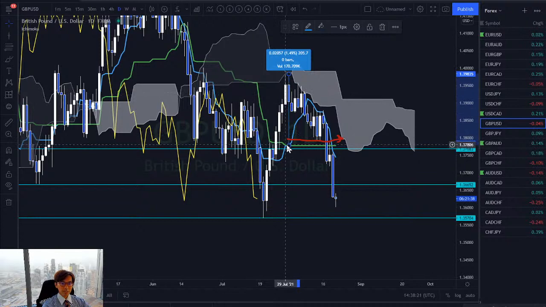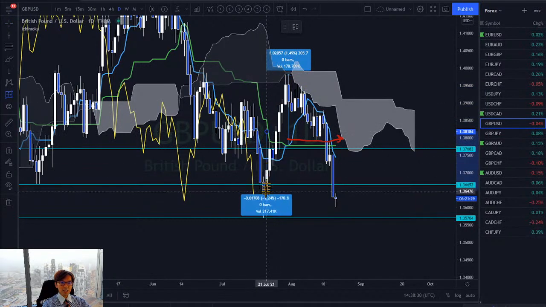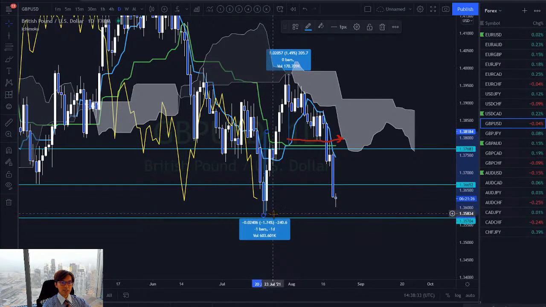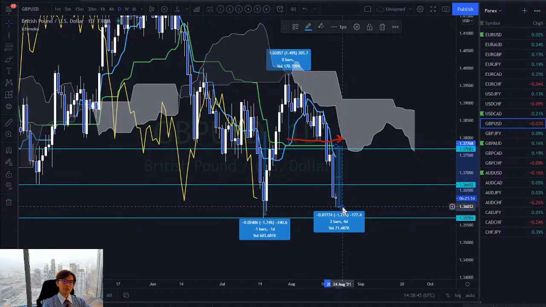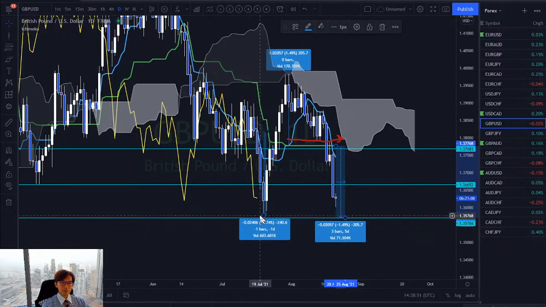The market went away from the Kijun Sen 200 pips and retraces backwards. And what about before? Previously, on this day, the market took away from the Kijun Sen 240 pips and it retraces backwards. So right now, how far the market has been away from the Kijun Sen is 177 pips. So the market could go down to the previous support level at 1.3570 level and retraces. That is a scenario. Retraces all the way back to Kijun Sen. This is one of the scenarios.